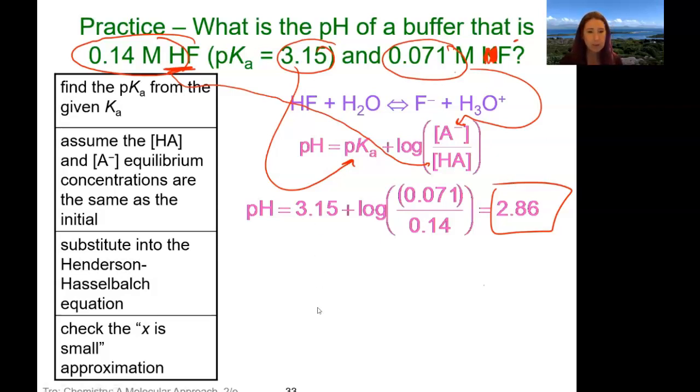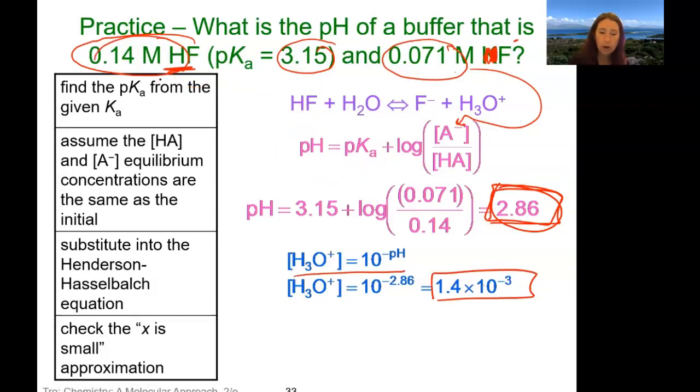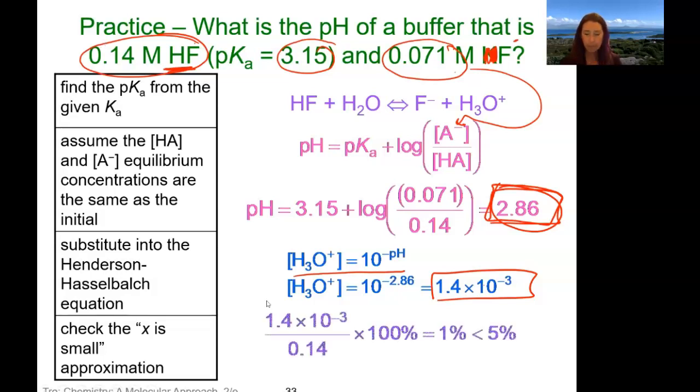Now, how do we know if X is small is going to work here? Well, we have to figure out the Ka. We have the pH right here. We don't need the Ka. So we can compare this: 10 to the negative pH, which is 1.4, and we're going to put that over our original concentration. Or we could have looked at our Ka. Either of those would have worked. And our difference is less than 1.